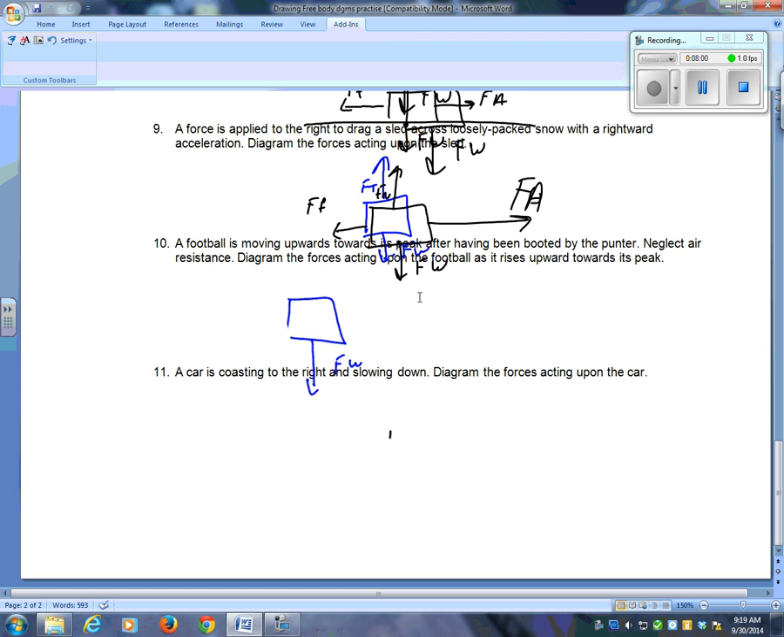Car is coasting to the right and slowing down. Weight force, normal force, slowing down. Coasting means no applied force, only friction.